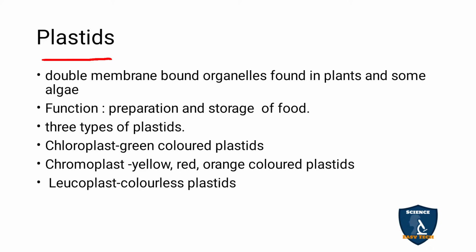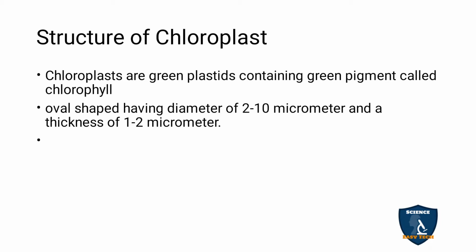There are three types of plastids. Chloroplasts are the green colored plastids. Chromoplasts are the yellow, red, orange colored plastids. Leucoplasts are the colorless plastids. So these are the three types of plastids. What are the three types? Chloroplast, chromoplast, leucoplast. Okay. Now the structure of a chloroplast.